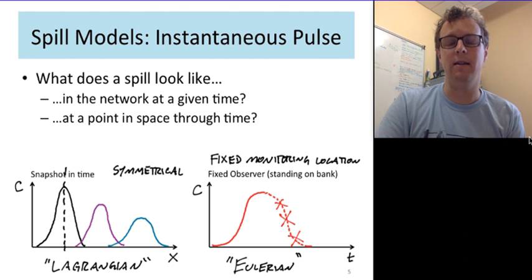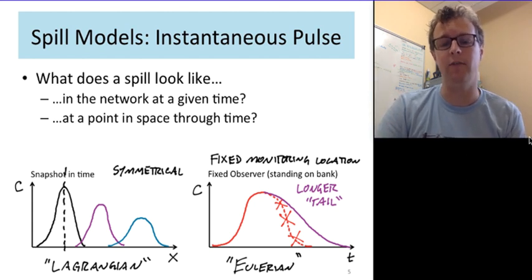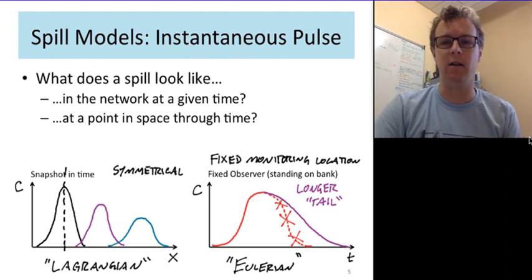But the back end is not going to be symmetrical with the front end. The back end of that is always going to have a slightly longer, what I'm calling a tailing behavior, or this late time concentration. Right? Why is that? Why do we see late time if we fix our observation location?